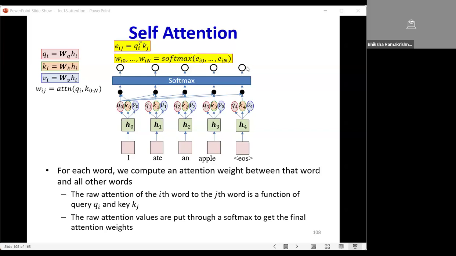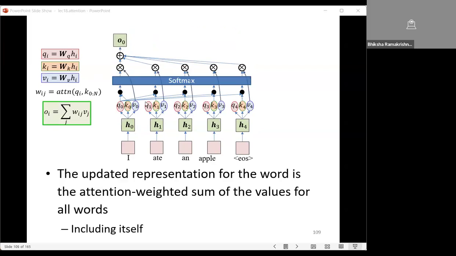Then I put those raw attention weights through a softmax. I'm going to get a bunch of weights. These are the weights with which I must be combining all of these edges to get an updated representation for I. It's paying attention to both itself and to everything else. And so then I'd use these weights to get a weighted sum of the values for all of these to get the updated representation for I.